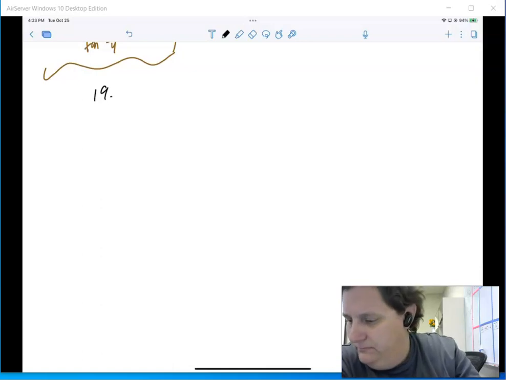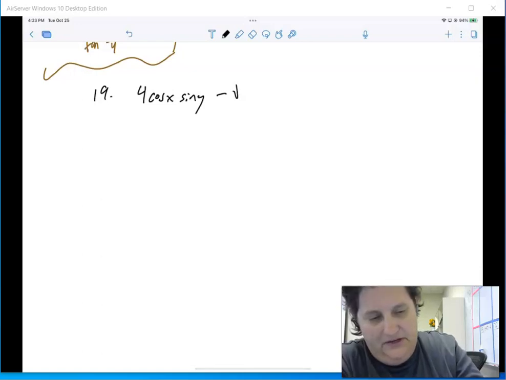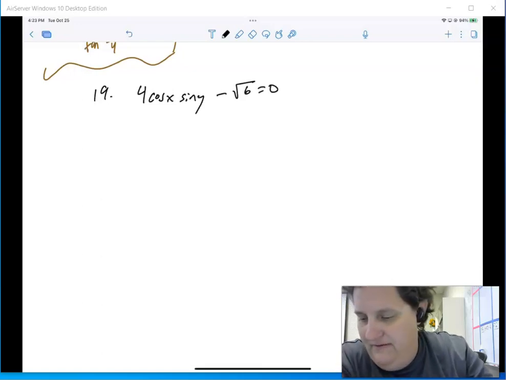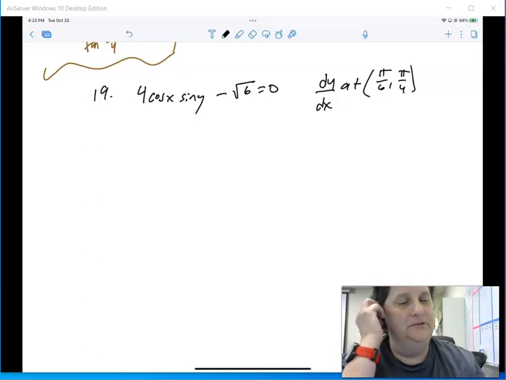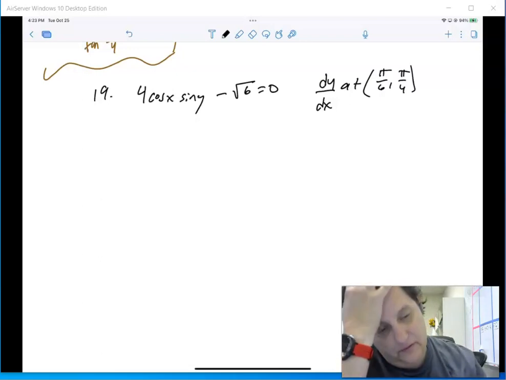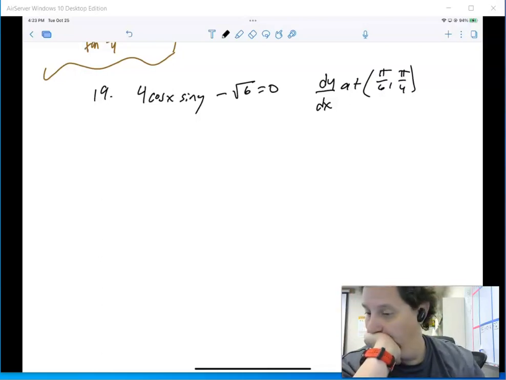19. For 4 cos x sine y minus square root 6 equals 0, find dy dx at the point pi over 6, pi over 4. I think it's saying when x is pi over 6 and y is pi over 4. Okay. Find the derivative at that point.